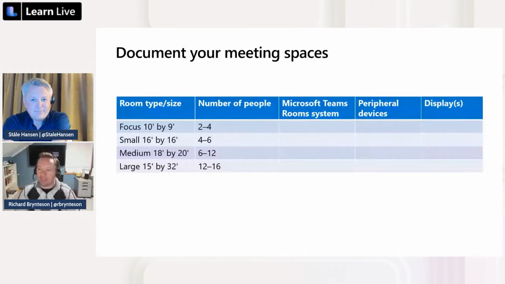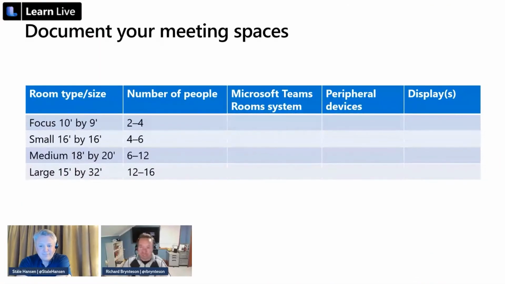So if I'm an end user and I'm going from room 1 to room 2, and they're both focus rooms, we'll have roughly the same kind of equipment. So having that standardization is really key for end users. Also, it just makes it easier for them to adopt the product if you're not changing the rules of the game every single time they go into a room.